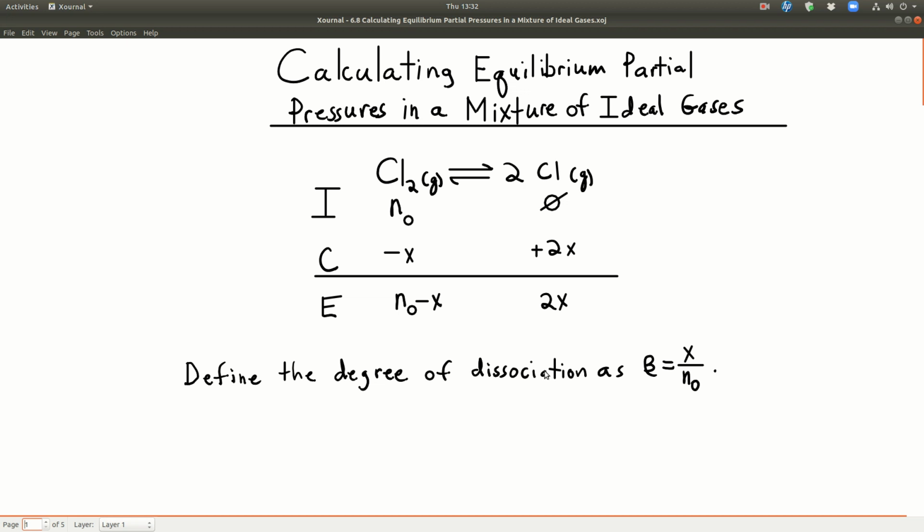And we'll use this in a minute, but we're going to define the degree of dissociation, beta, as X over the amount of chlorine that we started with. It's just what fraction of this molecule dissociated.